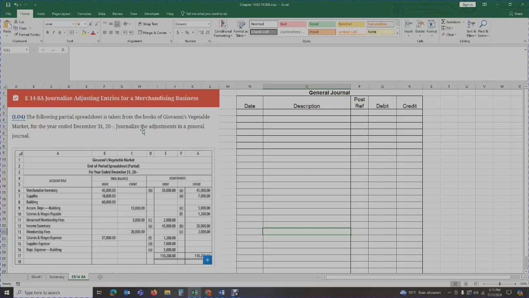So we're going to start off with letter A. We're going to go in sequential order, that way we don't lose focus of what we're doing. Letter A impacts merchandise inventory and it impacts income summary.